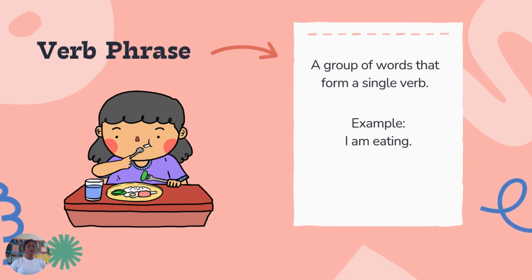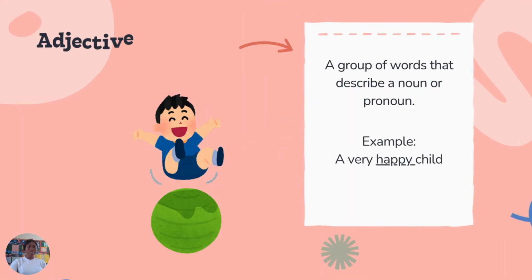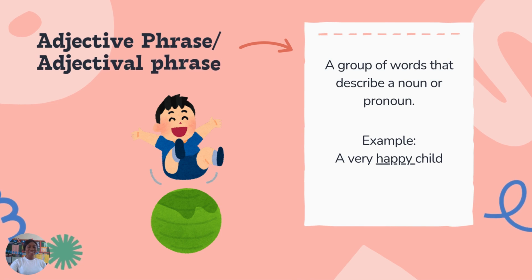Then under the second type of phrase, we have the verb phrase, and we've talked about verb phrase. They work together to show an action. So, I am eating. I comes, am comes, eating comes, and by the time these three join together, you have what? I am eating, to show the action of what am I doing? I am eating.